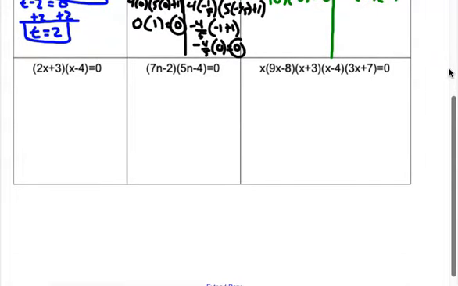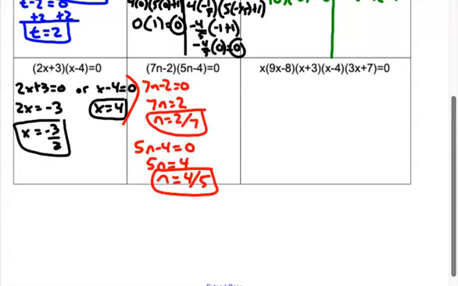I'm going to have you pause the video and do the next two, and then the third one will be a challenge one. So after you pause the video and try those two, click play. Those two answers will pop up, and then the third one we'll go over together as kind of a challenge. Go ahead and pause the video right now.